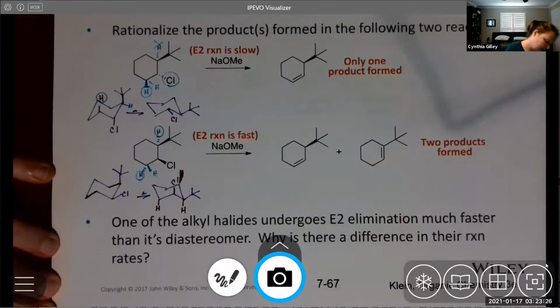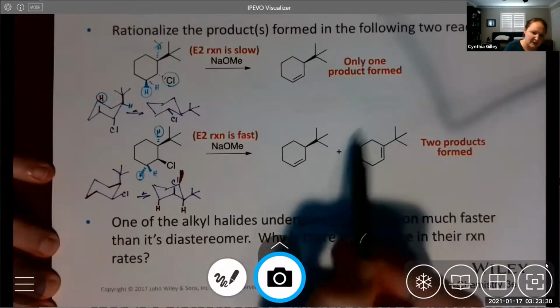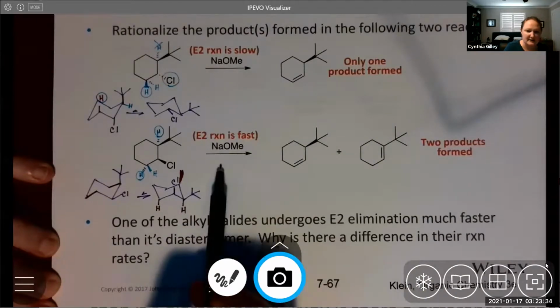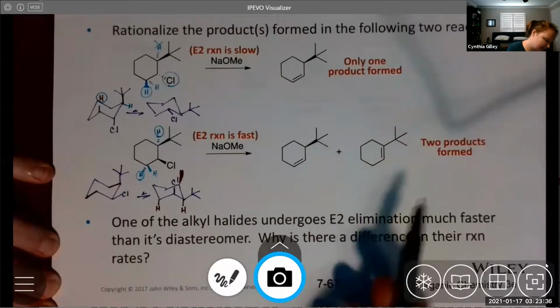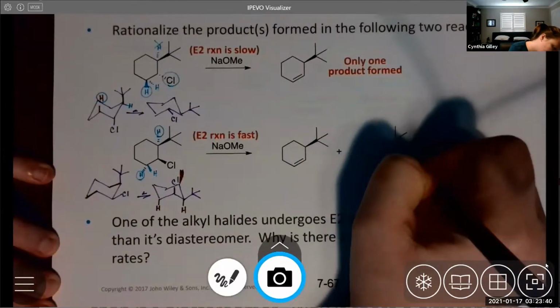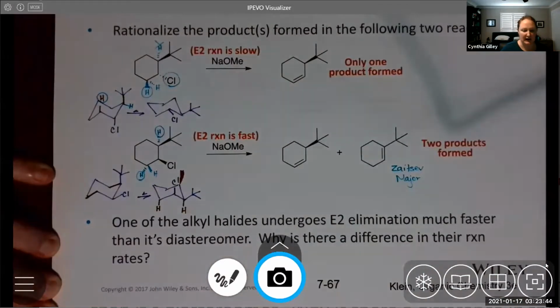Technically, this one will be the major product because we're using a small, non-bulky, strong base. And this is the Zaitsev product. We know it's the Zaitsev product, right? Zaitsev major, because it's the more substituted, more stable product.